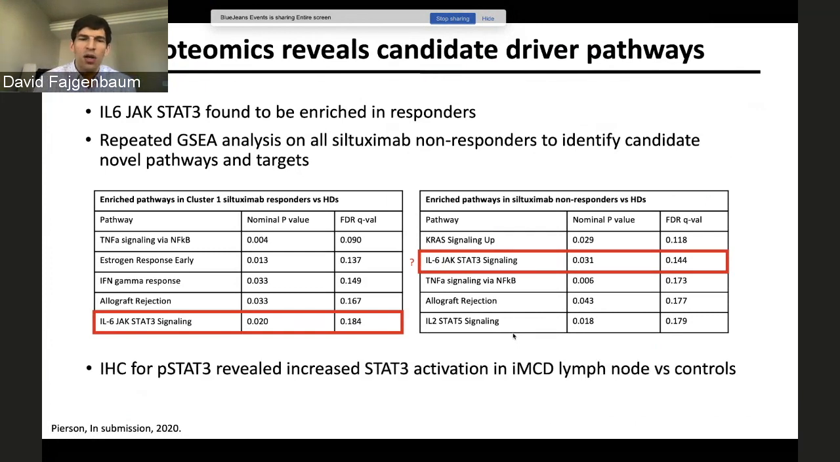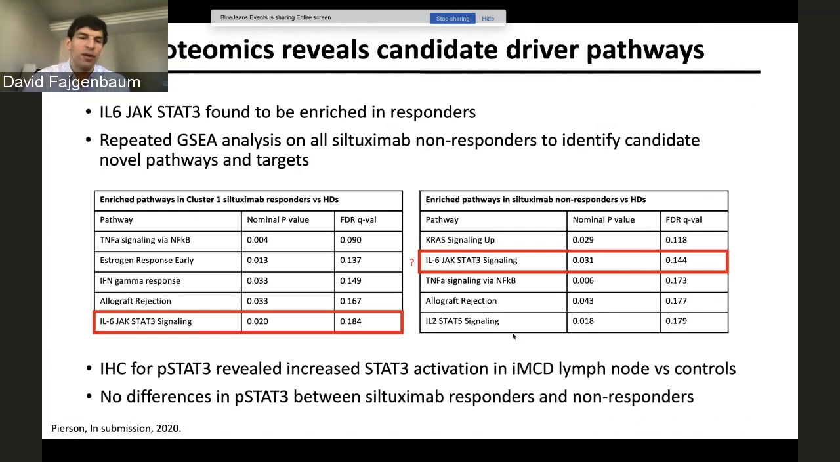And so that made us wonder, could JAK-STAT3 be active in non-responders, and maybe it's a different ligand that's actually stimulating the IL-6 signaling. And so we've gone on to do immunohistochemistry and confirm that there is increased STAT3 activation in iMCD lymph nodes compared to controls.